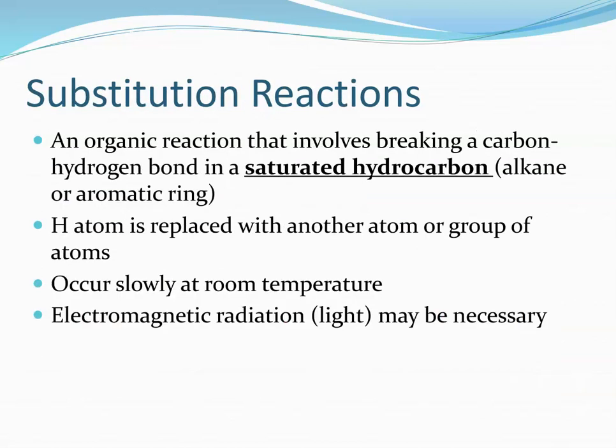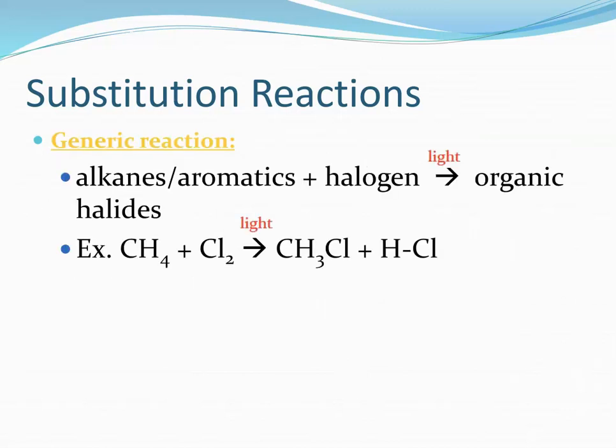Substitution reactions can also be used to create organic halides. These reactions only occur on saturated hydrocarbons, such as alkanes and aromatic rings. The hydrogen atoms in the molecule are replaced with other atoms in the presence of light. The general reaction here shows that alkanes, or aromatics, react with the halogens in the presence of light to form organic halides.